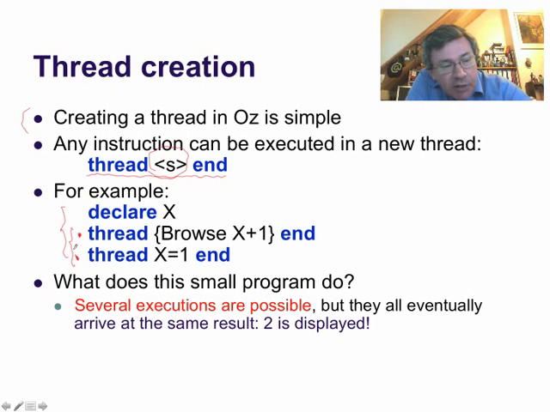This happens because the threads are independent. Independence means there's no relative speed, because then they wouldn't be independent. So this browse x plus 1, if x is not yet bound, it will wait. And when x eventually gets bound to 1, the addition will execute and then the browse will execute. And if the x equal 1 is executed first, then the browse will also display 2, but it won't wait. So several executions are possible depending on the relative speeds of the threads, but they all eventually arrive at the same result. 2 is displayed.